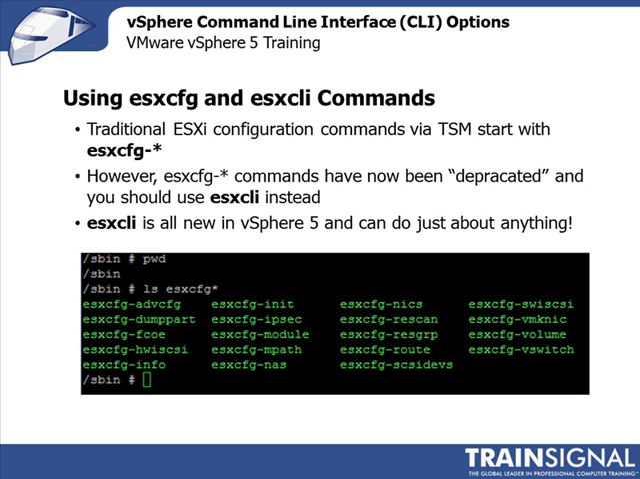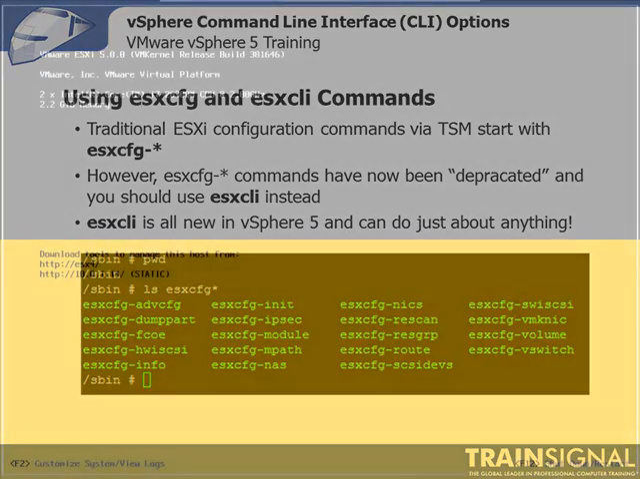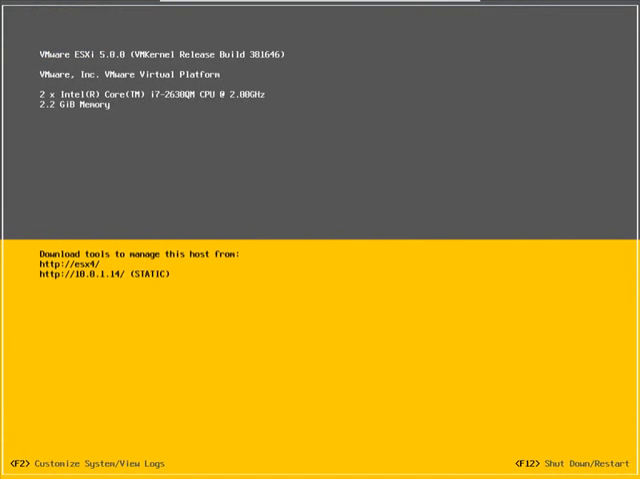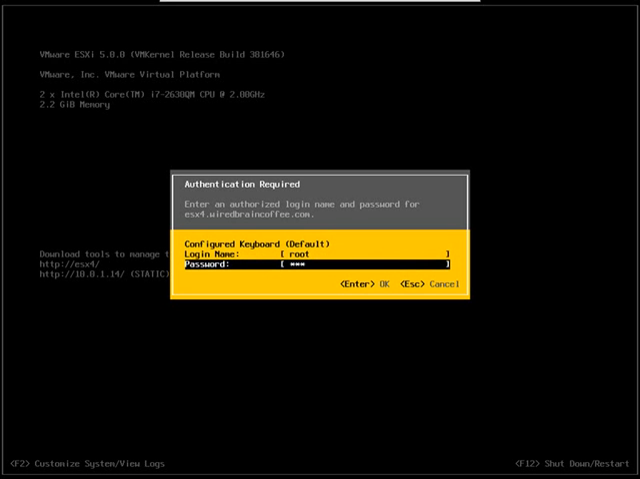I'll show you both of these, so at this point let's go over to an ESXi console, and I'll show you how to enable tech support mode and remote tech support mode. Here I am on the console of an ESXi server, and to enable tech support mode, I'm just going to press F2. I'll go ahead and log in.